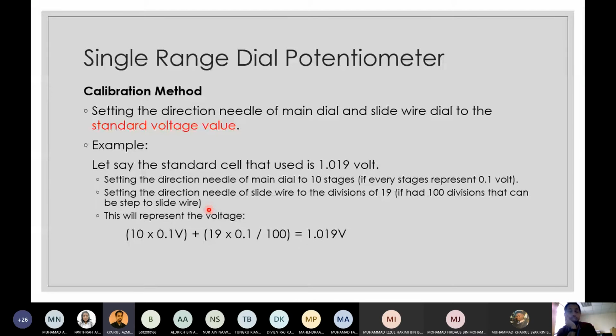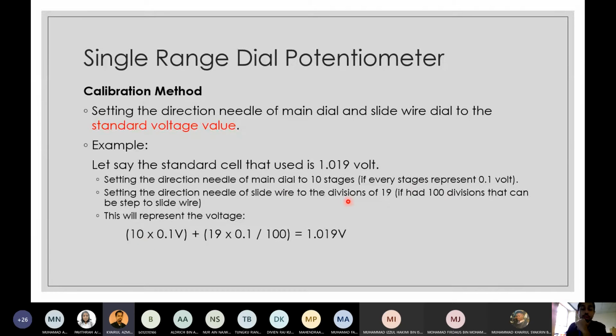For the calibration method, we set the direction needle of the main dial and the slide wire dial to the standard voltage value. Let's say the standard cell used is 1.019 volt. First, we set the direction needle of the main dial to 10 stages, if every stage represents 0.1 volt. Usually in the questions we set something simple like this. Number 2, we set the direction needle of the slide wire to the division of 19 if it has 100 divisions. So the main dial has 10 stages and the second dial or slide wire has 100 divisions.